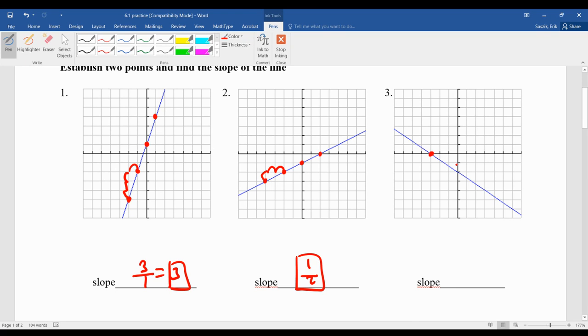Now be careful here. There's a couple of points. Start with the one furthest to the left. But here I have to go down. I have to go down 2. So it's negative. And then I had to go over 1, 2, 3. Negative 2/3.